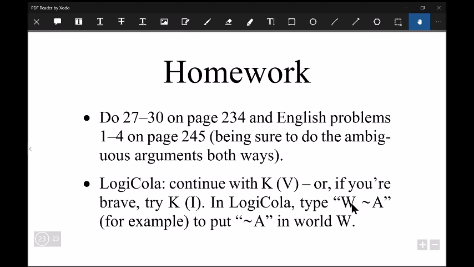And in Logicola, type W, not A, for example, to put not A in world W.